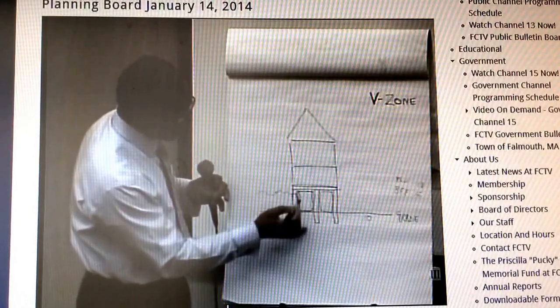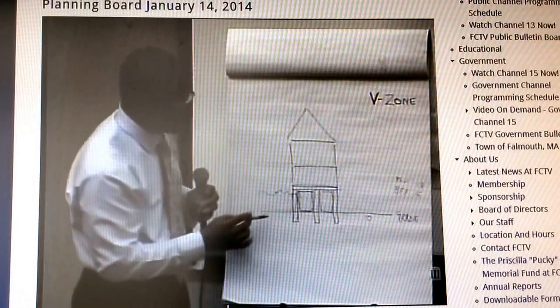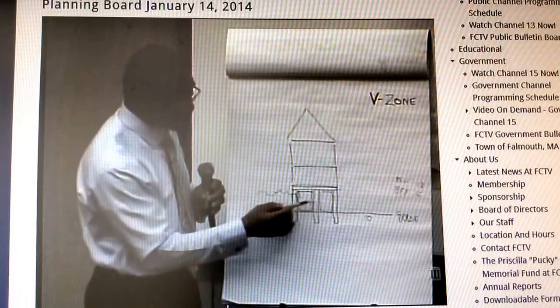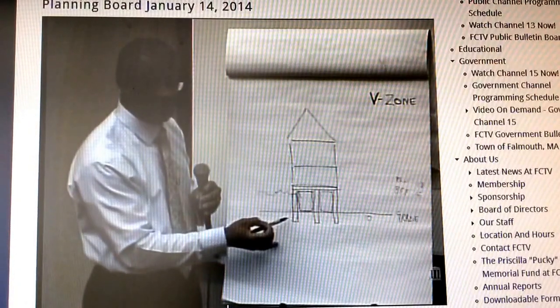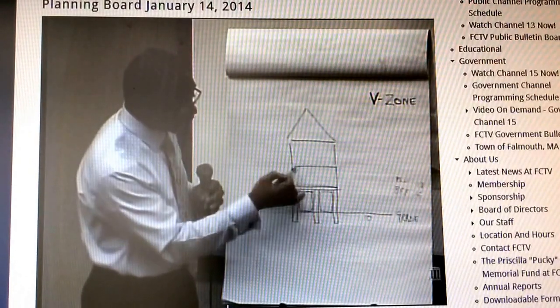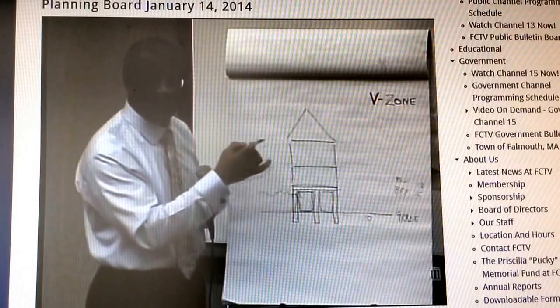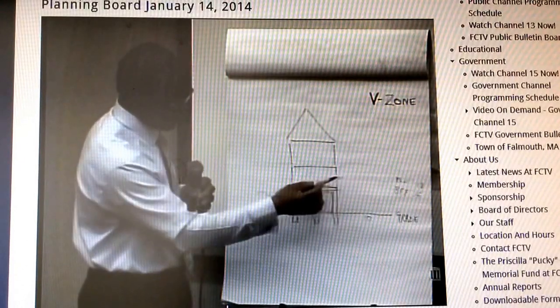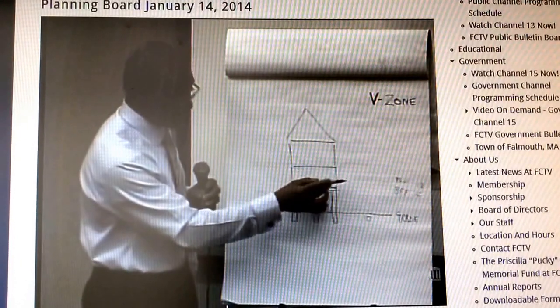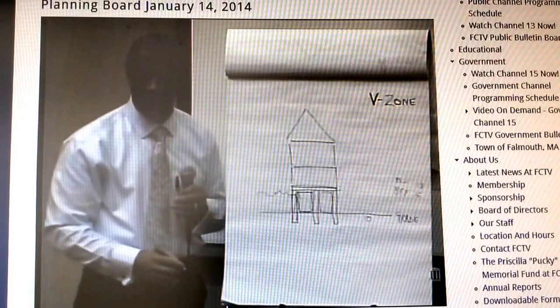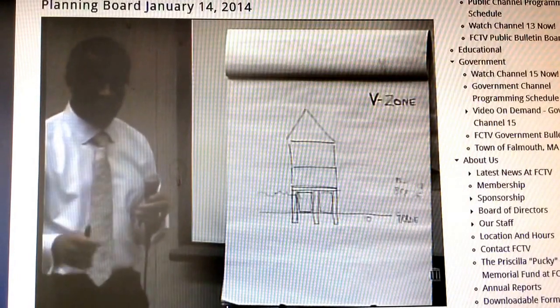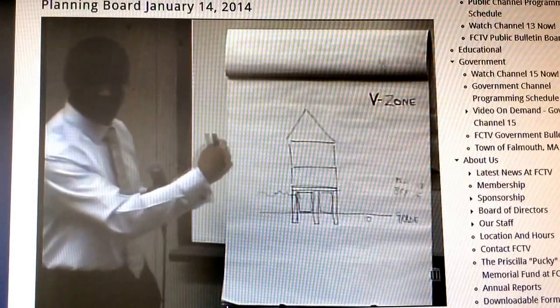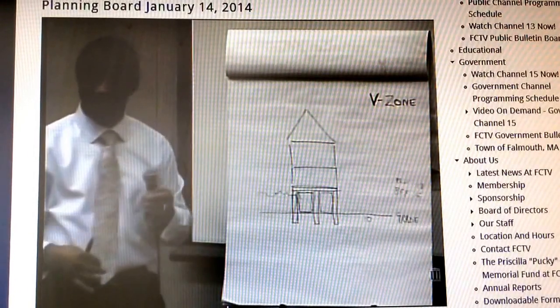So again, the V zone is much more restrictive and requires that you be built on piers, and all of your mechanicals and everything must be above the base flood elevation and, as required by the building code, an additional 2 feet. Towns can be more restrictive. Towns can be more restrictive than the building code. They can't be less restrictive.